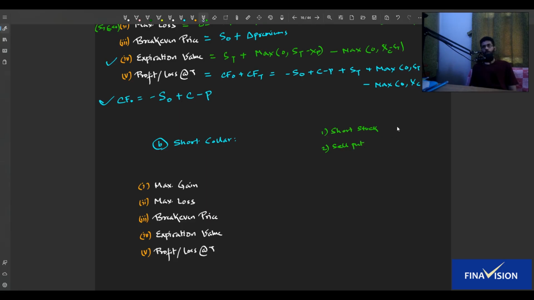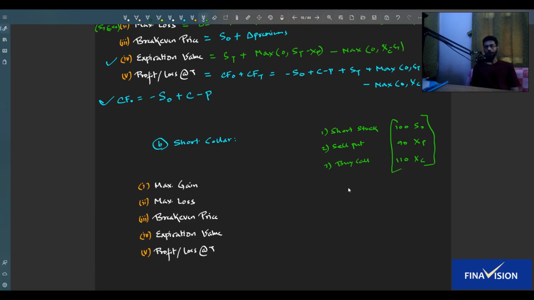So we short the stock, let's say at 100, we sell the put, let's say at 90, because we think beyond 90 it will not go down. It will go down but it will stay above 90. And the third is buy the call, let's say at 110. 110 is the strike price for the call, 90 is the strike price for the put, and the stock price, let's say, is 100. This is in our example, right? The example that we have taken.